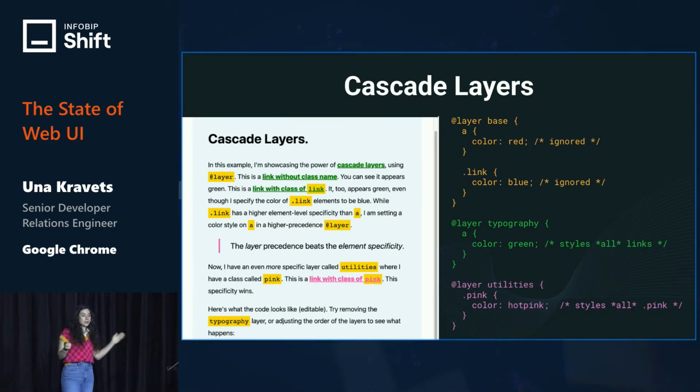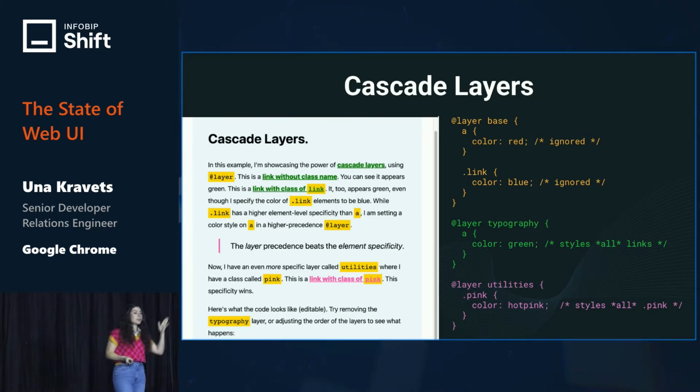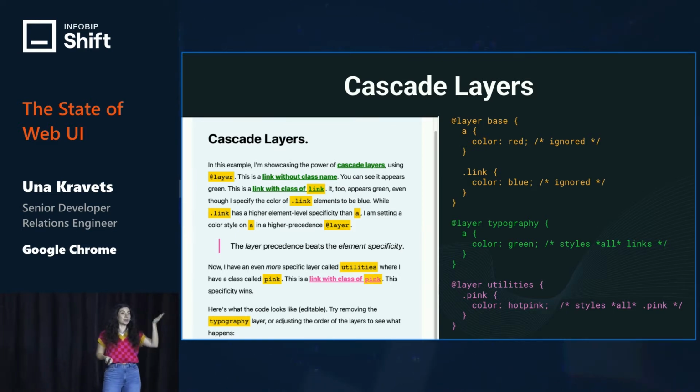Now, the base links are red. Obviously, you've seen a red here. Then we have a link with a class of link that you can see here, but that's blue, that's also being ignored. And the reason why is because in the next layer of typography, all the base links are being styled with the color of green.